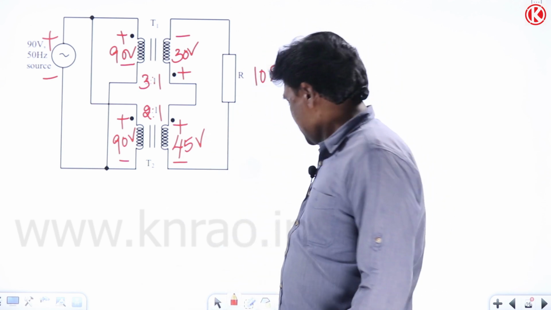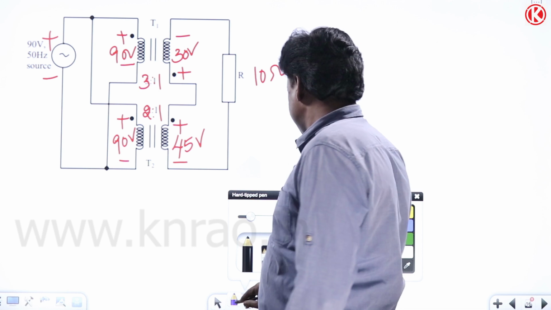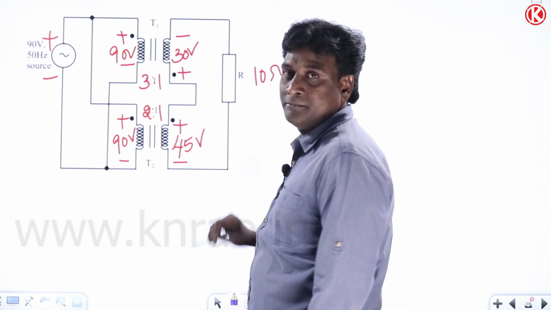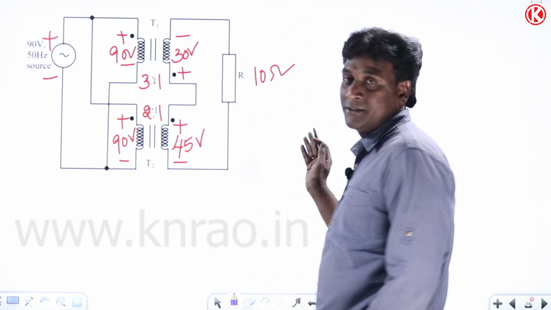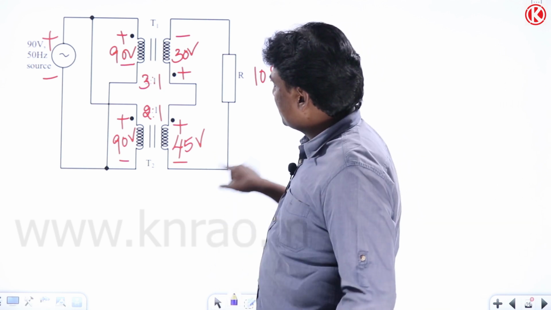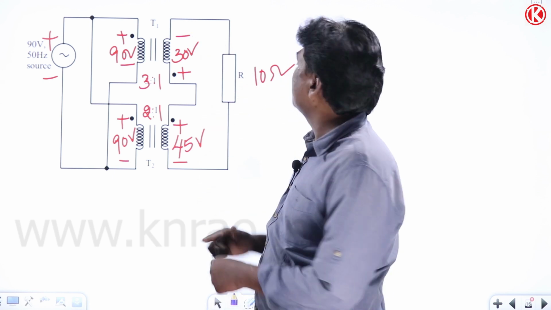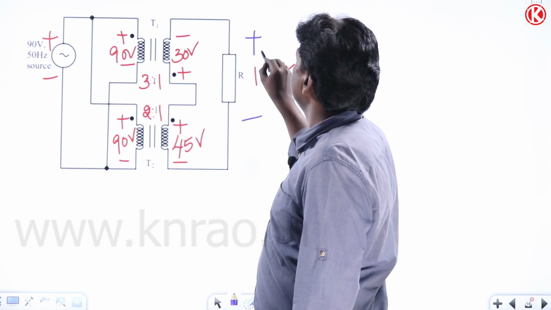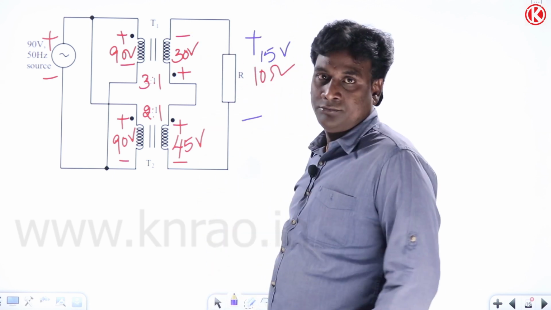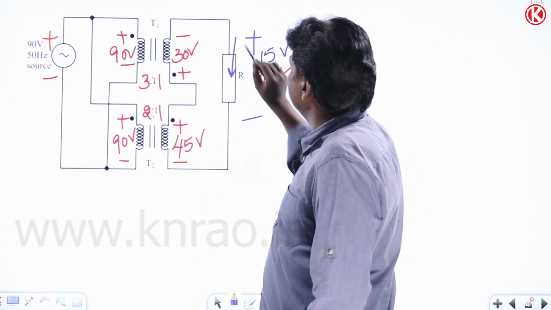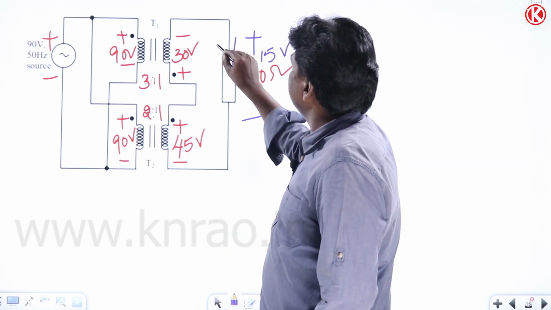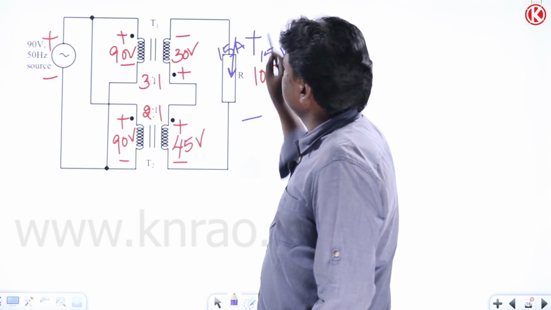45 volts. Okay. Now, if you think of the overall voltage by applying KVL here, because these two are connected in series across the impedance. So see here, from here to here, voltage rise of 45, voltage drop of 30. So from here to here, it is going to be 15 volts. Then how much will be the current here? 15 divided by 10 is going to be 1.5 amperes.